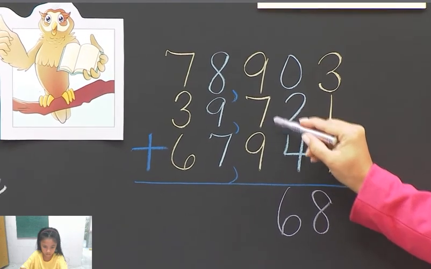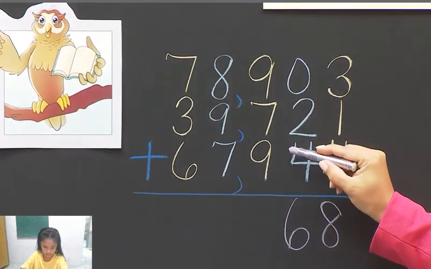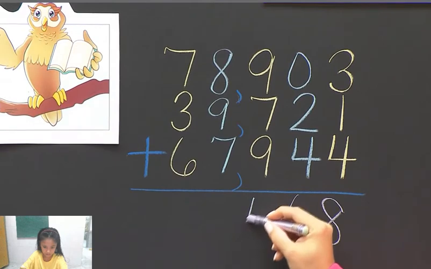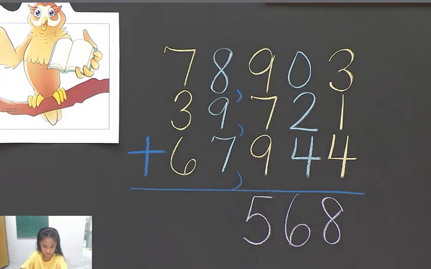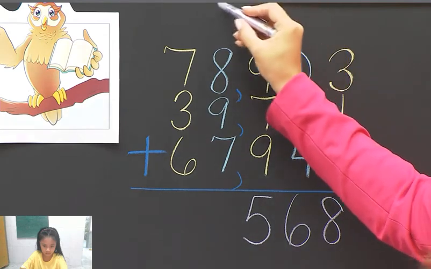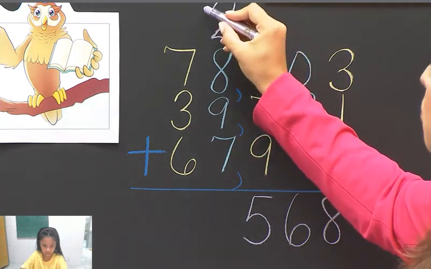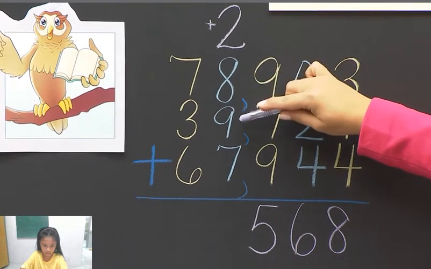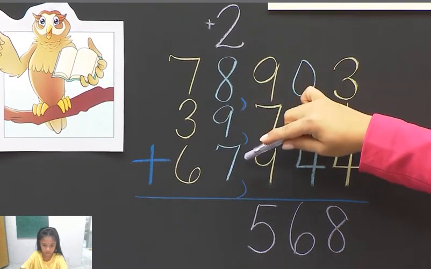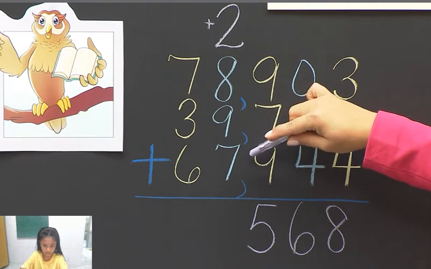9 plus 7 is? 16. 16 plus 9 is? 25. 25 is correct. So I will place my 5 here in the hundreds column. The 2 gets carried to the thousands column. And I will add that digit to the top. 2 plus 8 is? 10. Plus 9 is? 19. 19 plus 7 is?